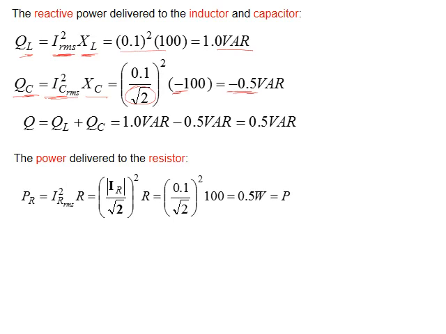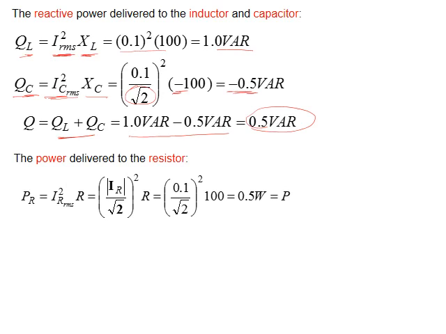If I want to find the total reactive power of the circuit, then I need to add them. It is a very simple algebraic addition, and this is positive. When it's positive, it means the circuit is more inductive than capacitive. I mean, the inductivity of the circuit is higher than the capacitivity of the circuit, so it's a more inductive circuit.